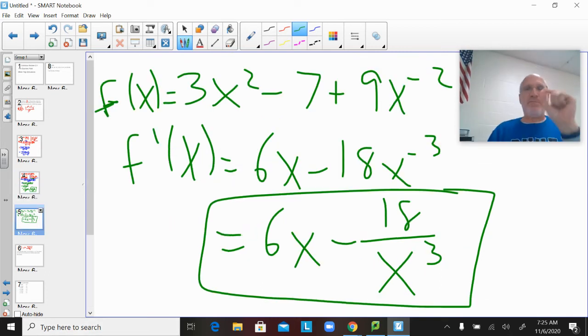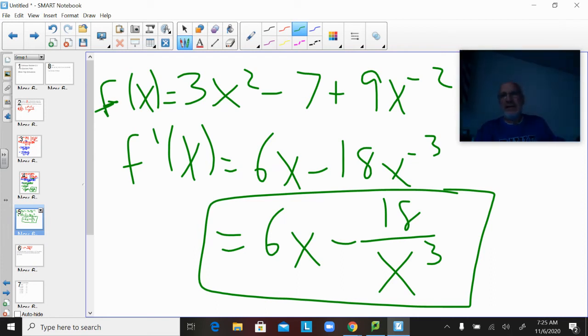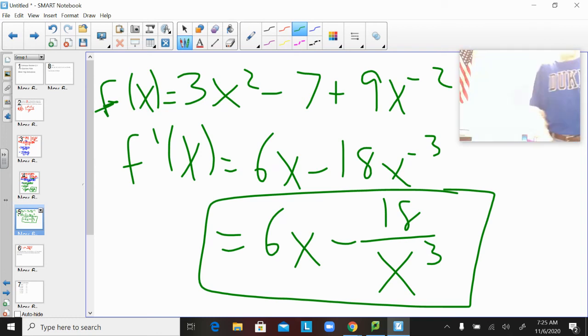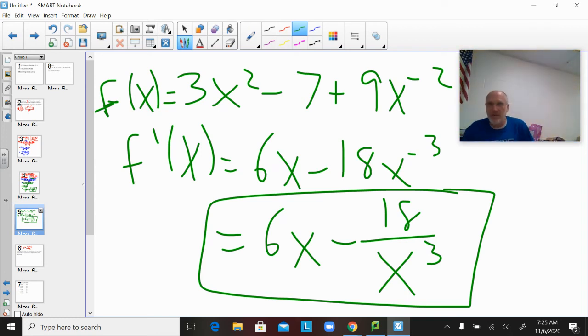The moral of that story is be aware of whether there is a way to rewrite the function to make it an easier derivative to take. And there often is. Okay.